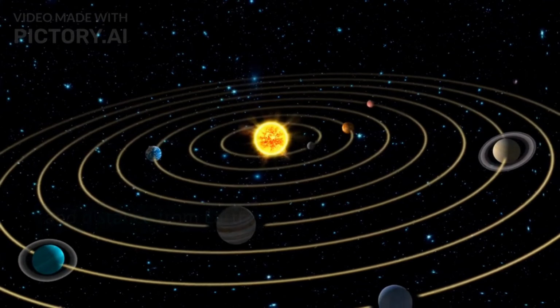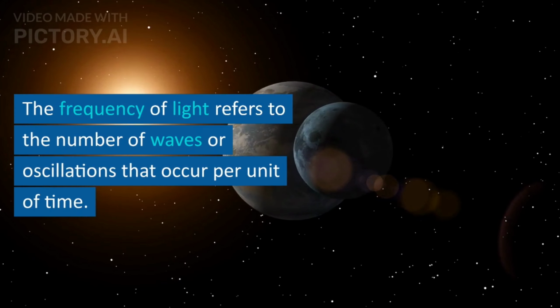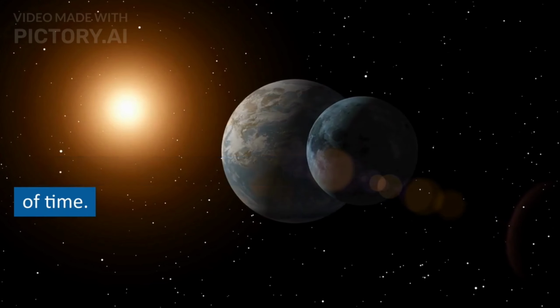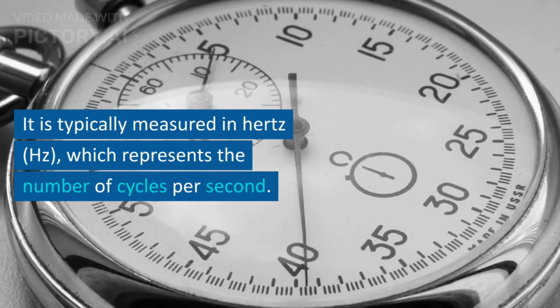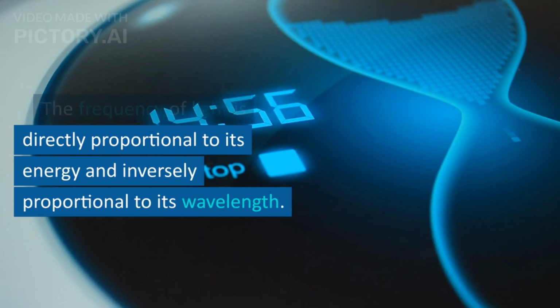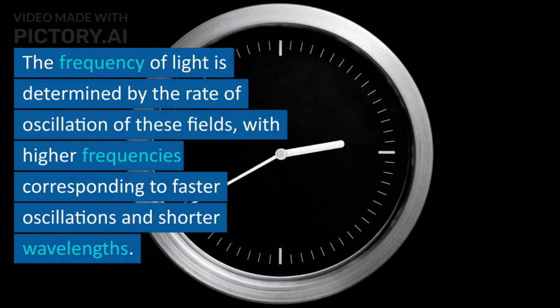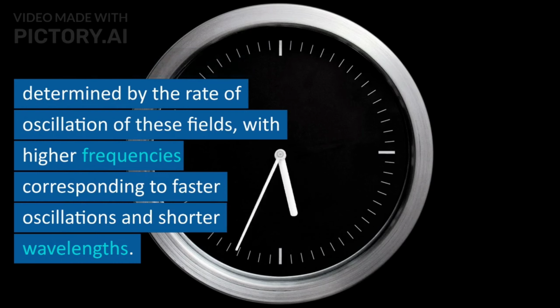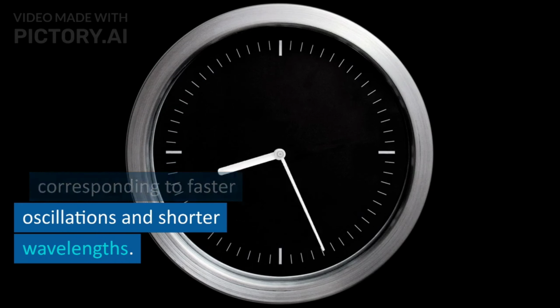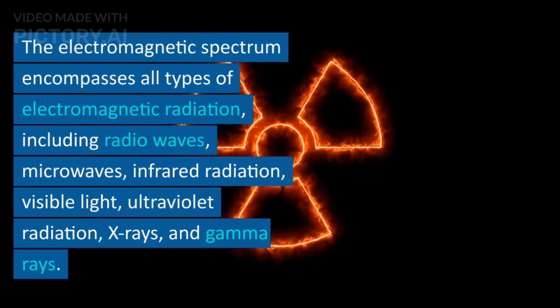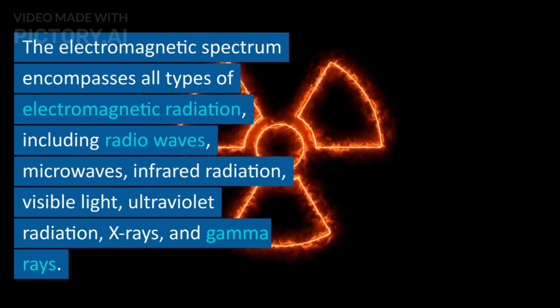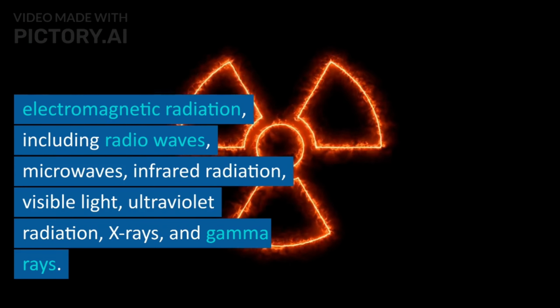The frequency of light refers to the number of waves or oscillations that occur per unit of time. It is typically measured in hertz, which represents the number of cycles per second. The frequency of light is directly proportional to its energy and inversely proportional to its wavelength. The frequency of light is determined by the rate of oscillation of these fields, with higher frequencies corresponding to faster oscillations and shorter wavelengths.